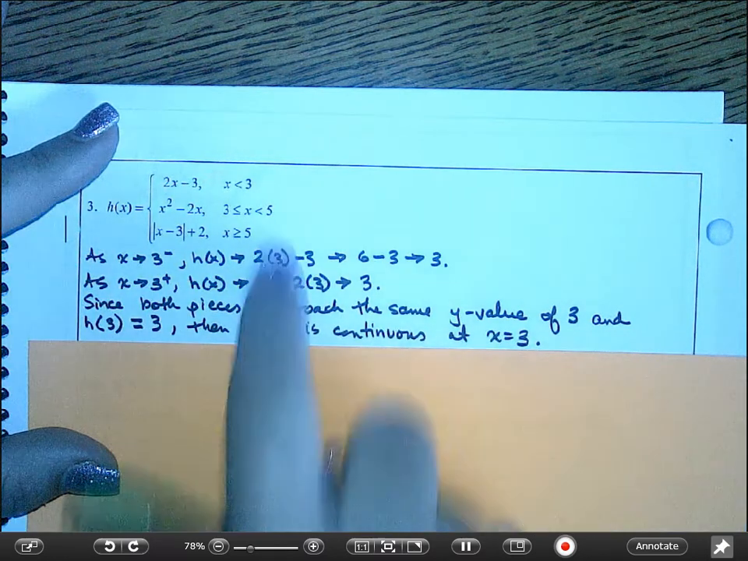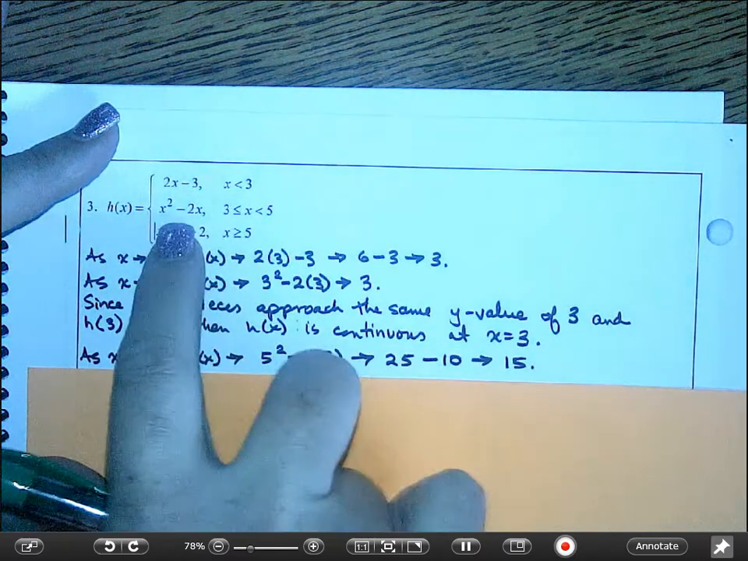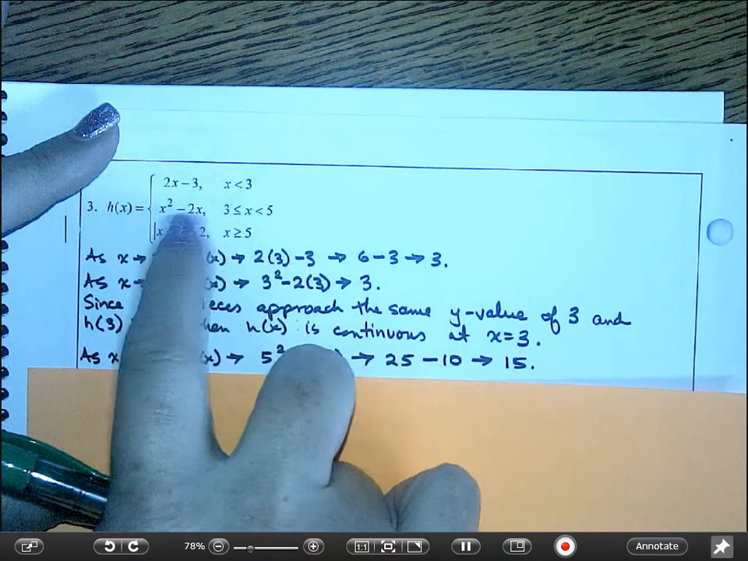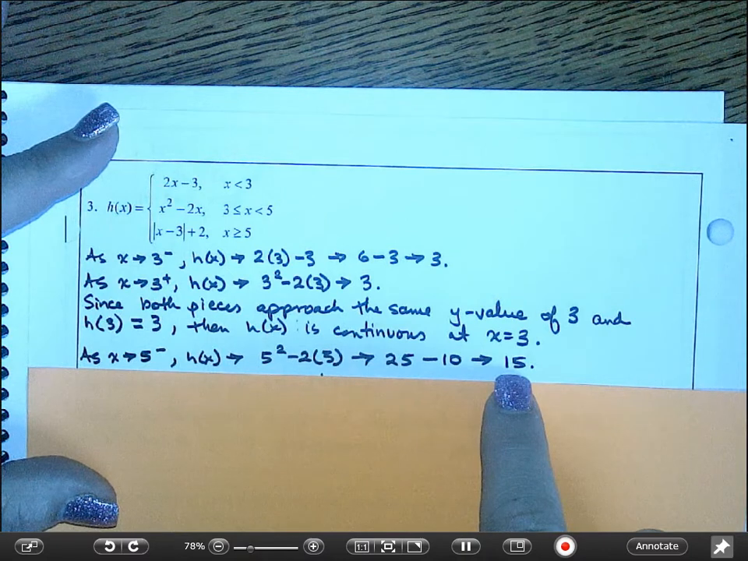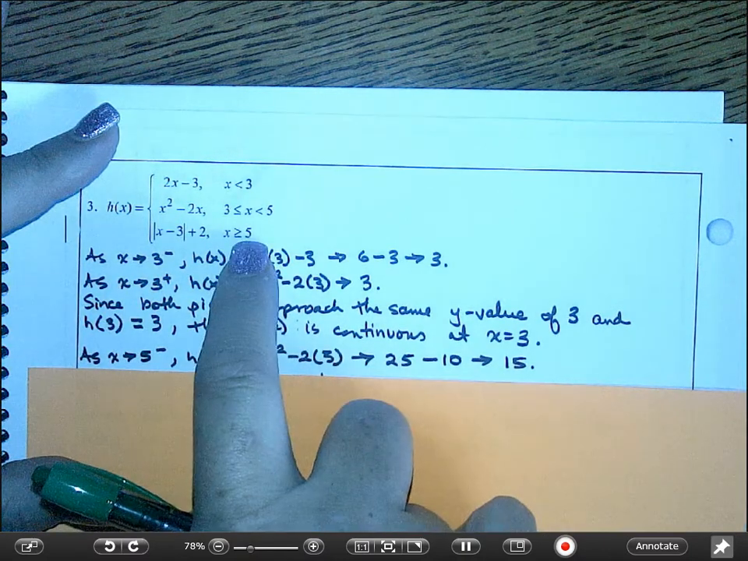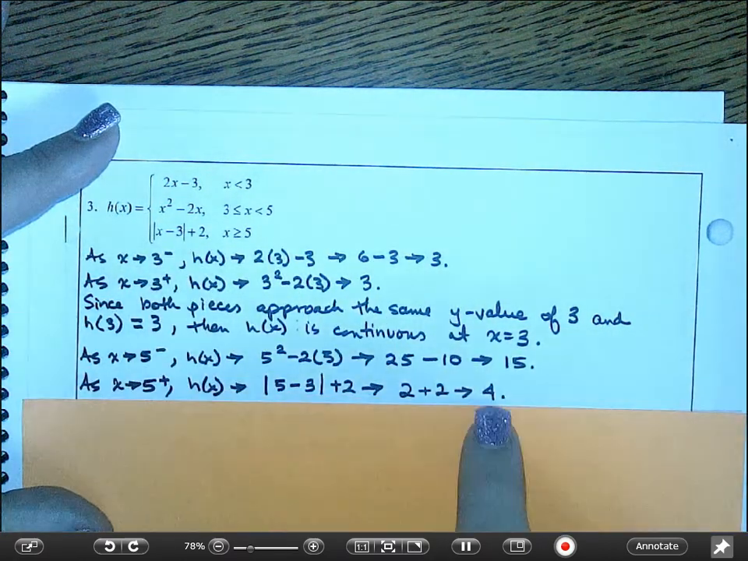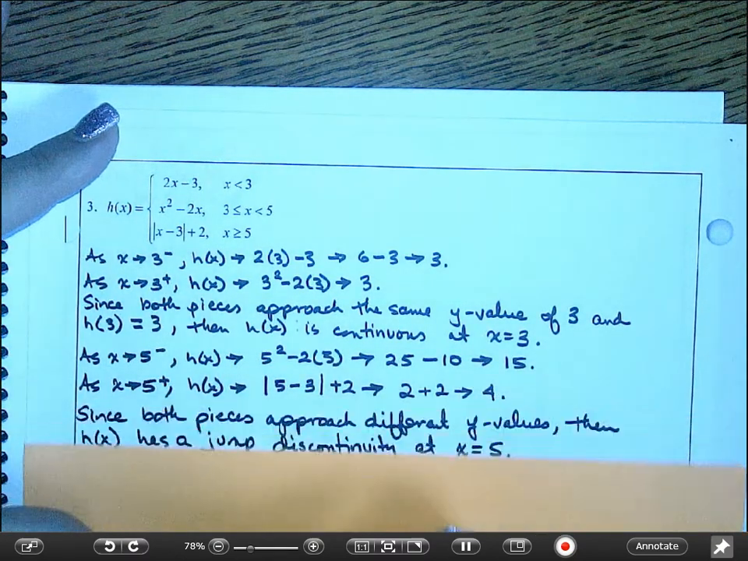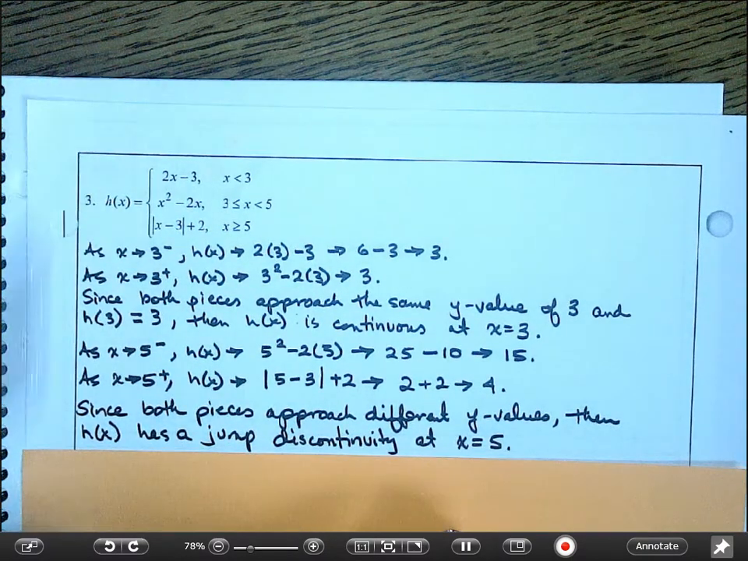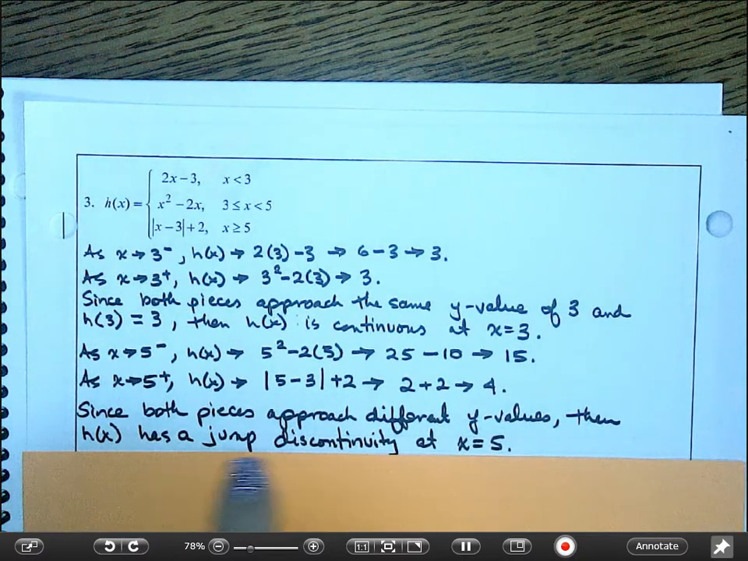Now let's take a look at 5. 5 from the left. I'm going to be using this function right here because I'm on the left side of x equals 5, and I get a y value of 15. This is going to be on the right side of the number 5, and so I plug it in to this function and I get 4. Notice the y values are different, which is going to be jump discontinuity. Since both pieces approach different y values, h of x has jump discontinuity at x equals 5.